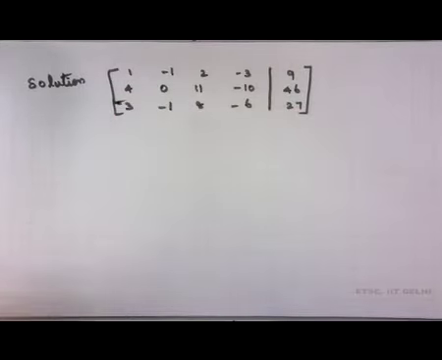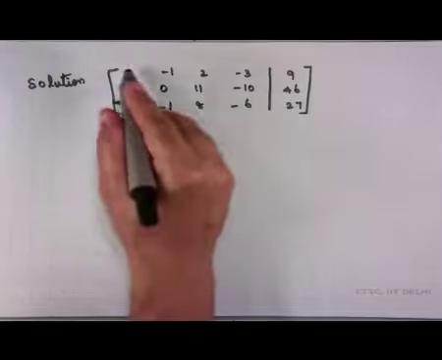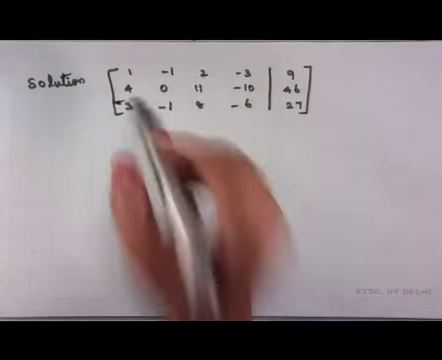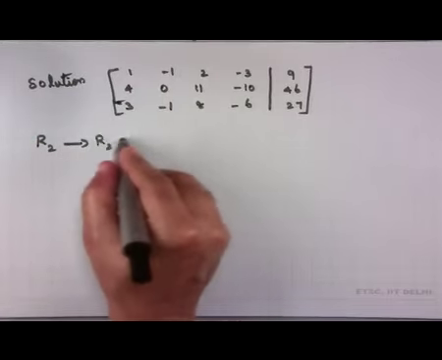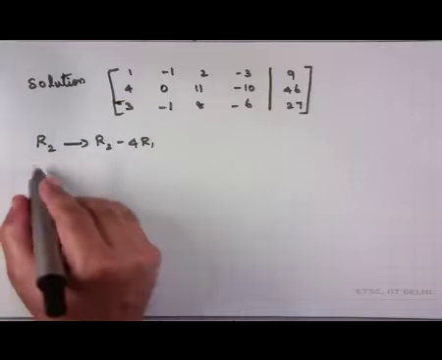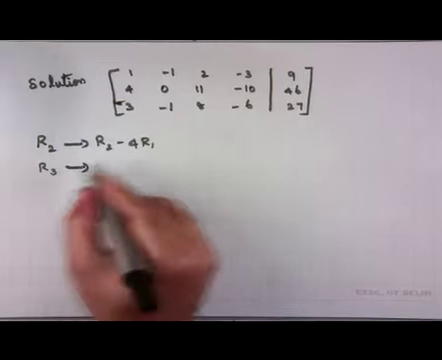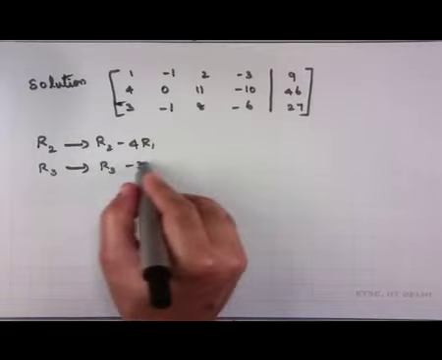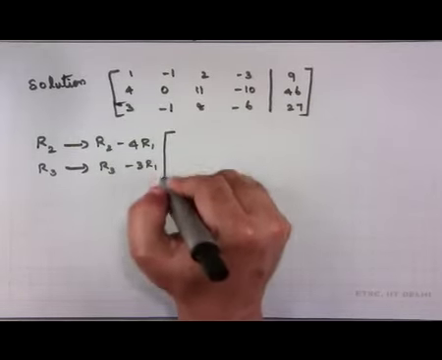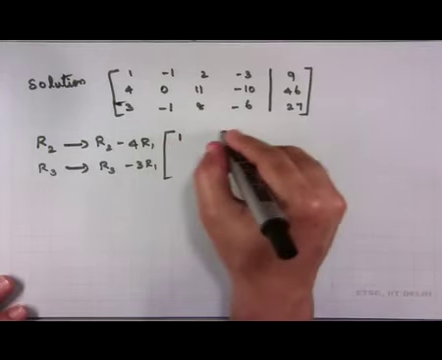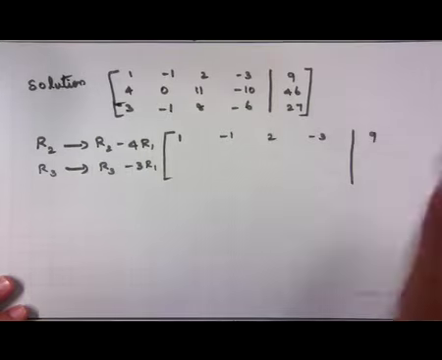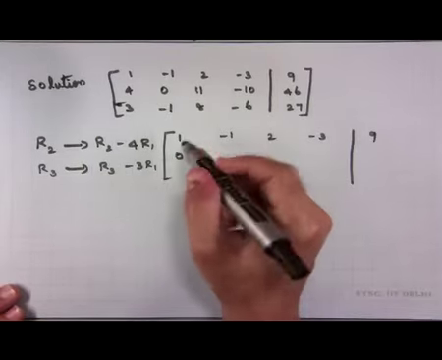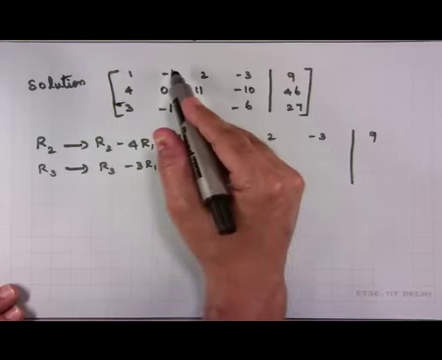Now, let us try to convert this into its RRE. You have 1, so let us not bother. You have 4 and 3, let us convert them into zeros. R2 is replaced by R2 minus 4 times R1, R3 is replaced by R3 minus 3 times R1. Let us do the following operations. The first row remains unchanged. Second row you have 0, R2: 0 minus 4 times minus 1, which is 0 plus 4, you have 4.